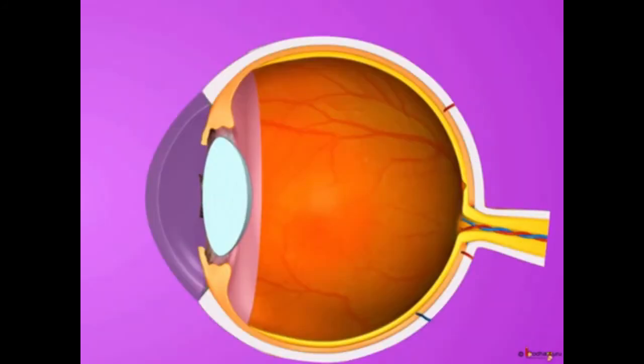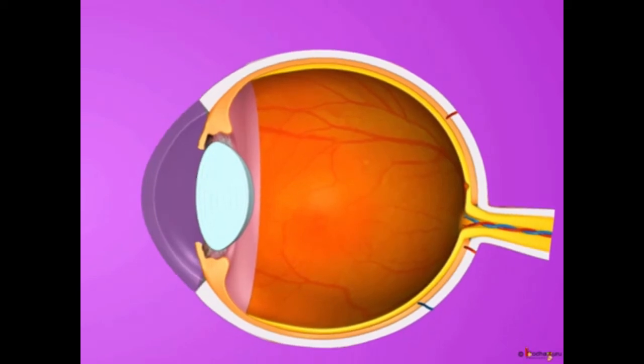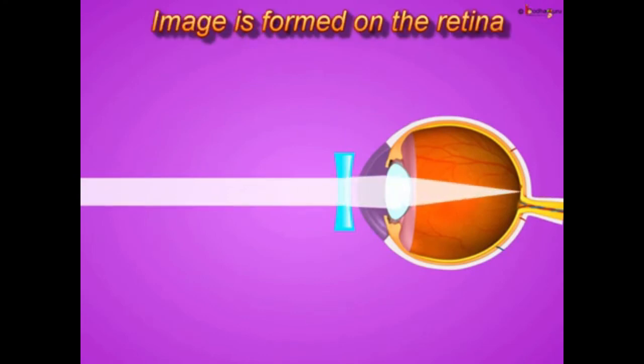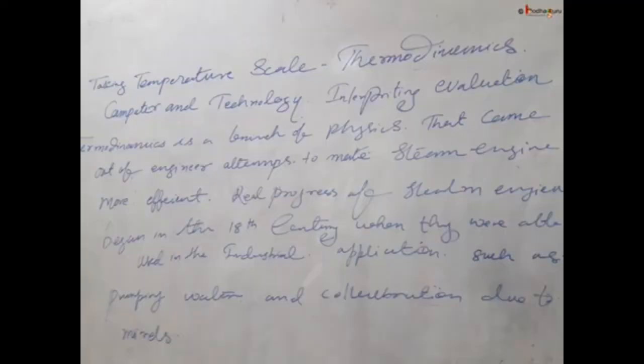This defect may arise due to two reasons: either excessive curvature of the eye lens or elongation of eyeball. The defect is corrected using concave lens and the final image is formed on the retina. Thus, using the corrective lens, the person is able to read clearly what is written on the blackboard from far distance.